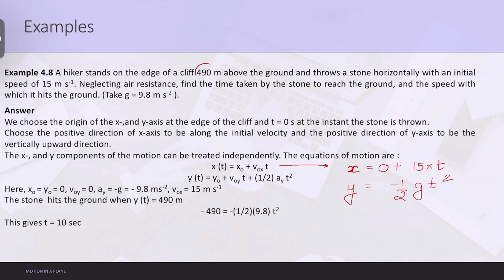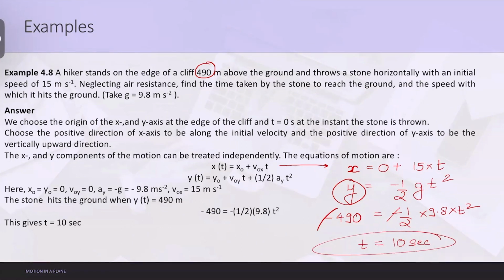Because the displacement in the negative direction is 490 meters, in the place of y we can put 490 in the y direction. Please remember, because the displacement is downwards, we will put minus 490 there and not plus 490. So when you calculate, you will get t equal to 10 seconds. So we found the first thing, that is the time required for the stone to reach the ground.